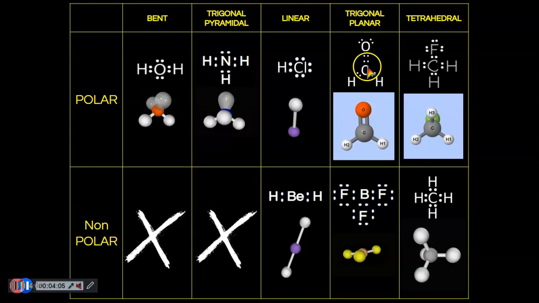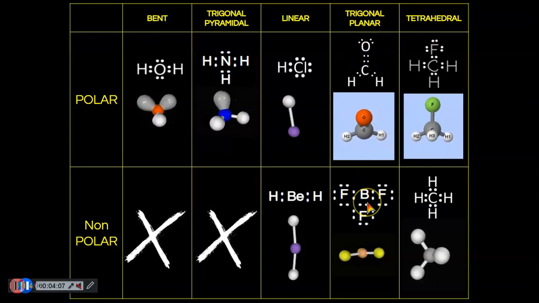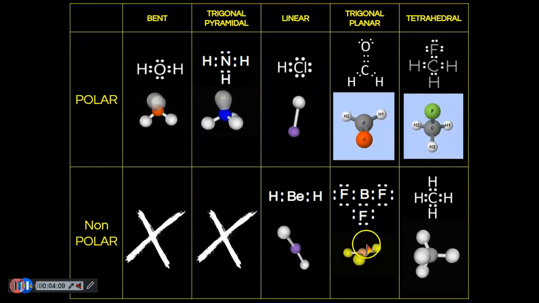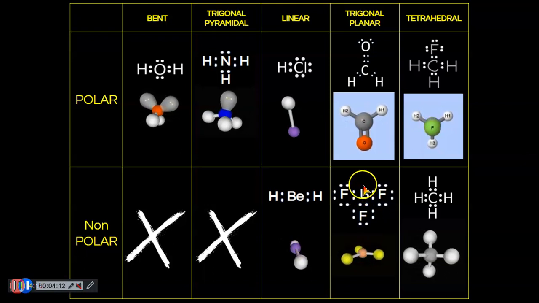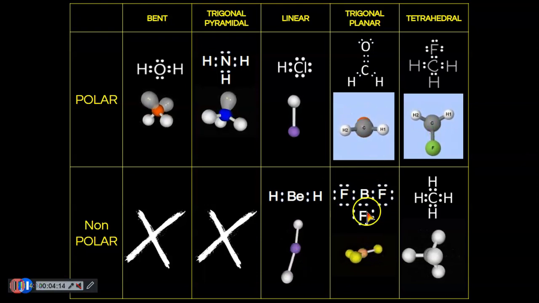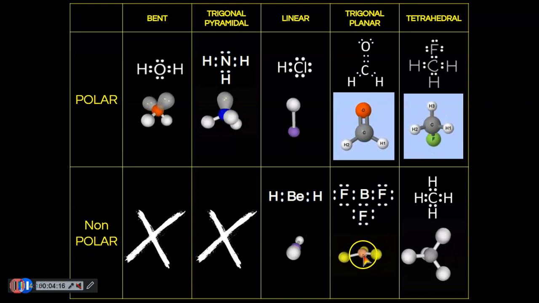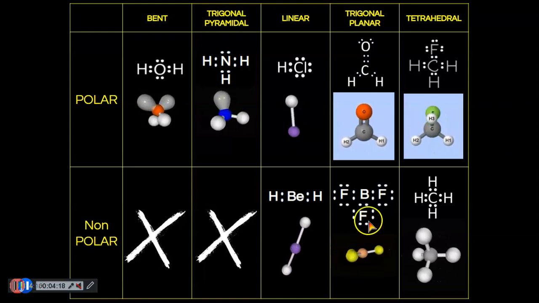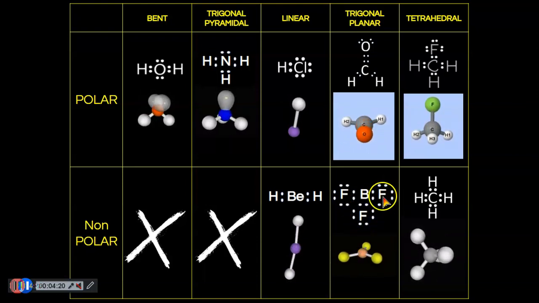Let's look at trigonal planar. Now, maybe looking at the nonpolar one is easier to start. Because trigonal planar does not have those lone electrons on top, it kind of takes this orientation. And it's the same on every side, right? The 3 points are all the same.